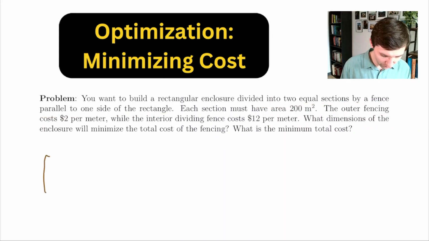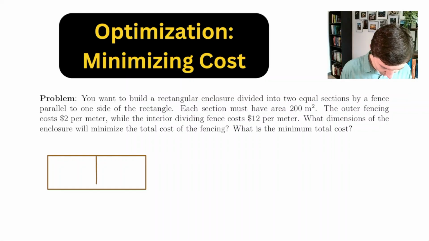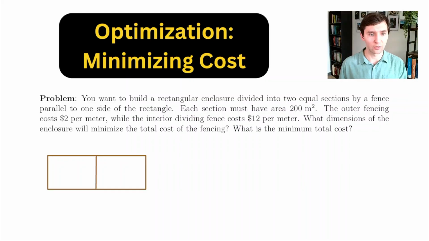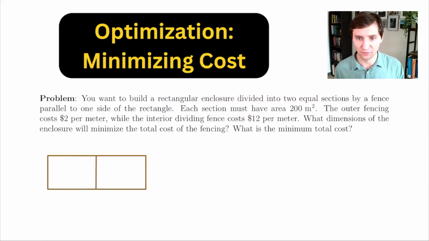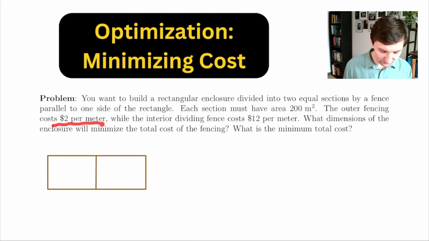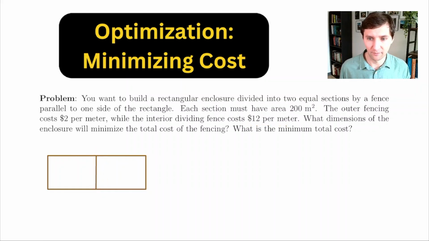We have our rectangular enclosure. And we know that our enclosure will be divided in the middle, dividing the enclosure into two equal parts. In fact, each section must have the area of 200 meters squared. We also know that the outer fencing costs $2 per meter, while the interior dividing fence costs $12 per meter. What dimensions of the enclosure will minimize the total cost of the fencing?